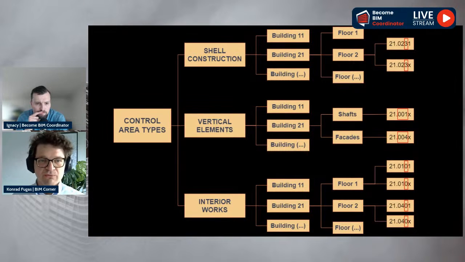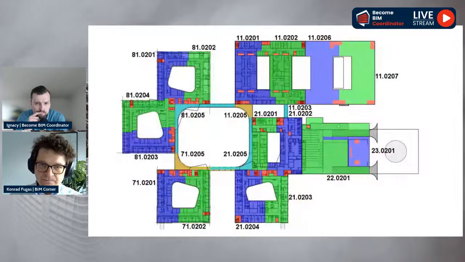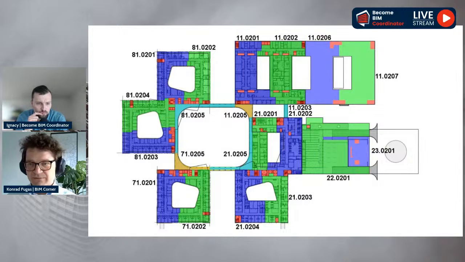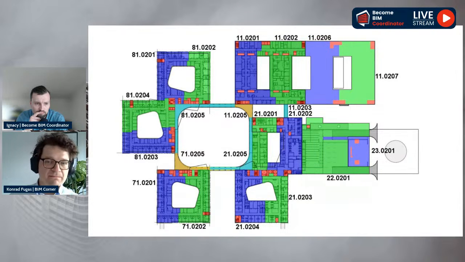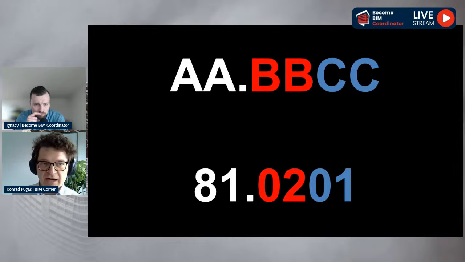And you see here what's the difference in the coding. So in our project, one horizontal control area is about 1,000 square meters. You can see on the slide an example of the division of one floor in the whole building. We split the control area by type, afterwards by building and by the floor. And this is how the code looks.